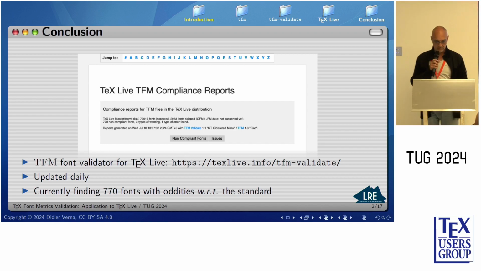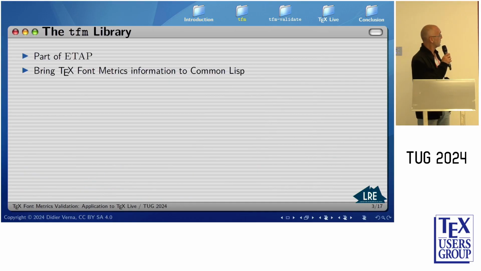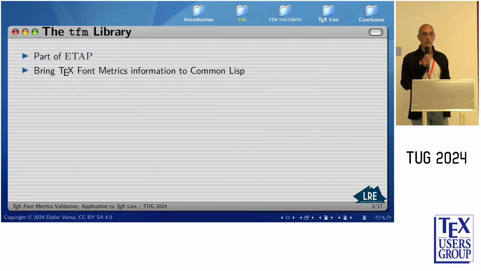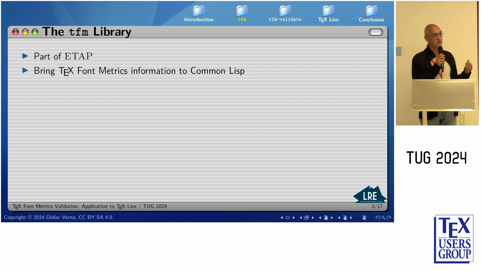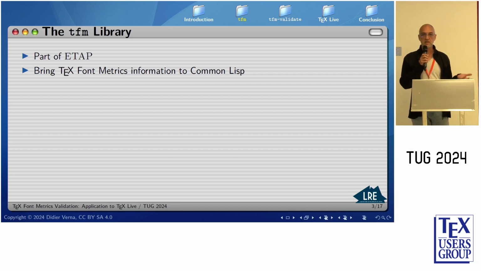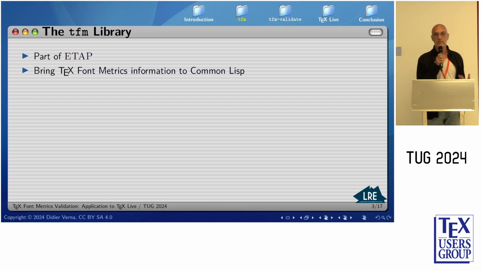No, just kidding. I have a little more to say about this project. So this project is actually a side project which I originally never intended to do. It's very young. It's less than one year old. And it's actually a side project for the ETAP project, which I was talking about last year, for those of you who were here. It's my experimental typesetting algorithms platform written in Lisp, and one of the very first things that I needed was to bring the TeX Font Metrics information to the Lisp language.